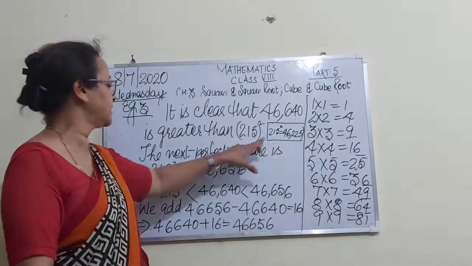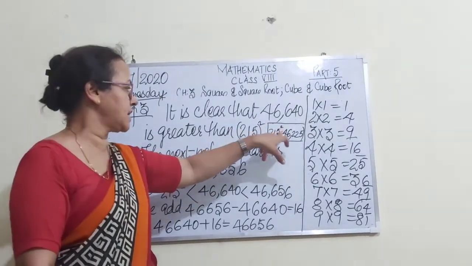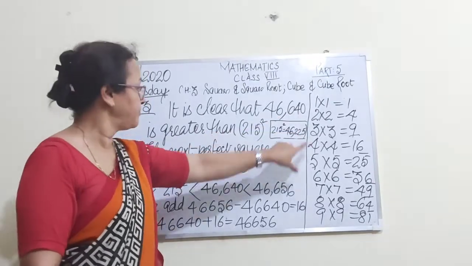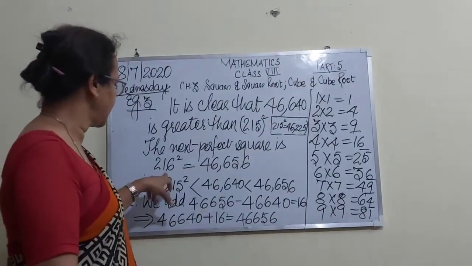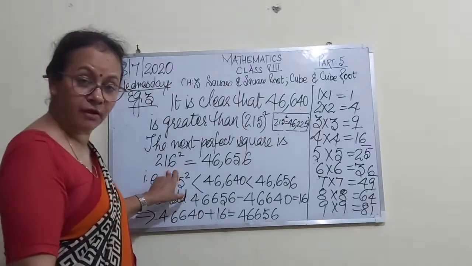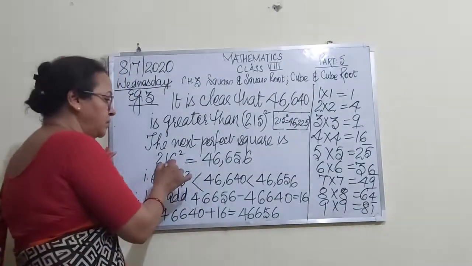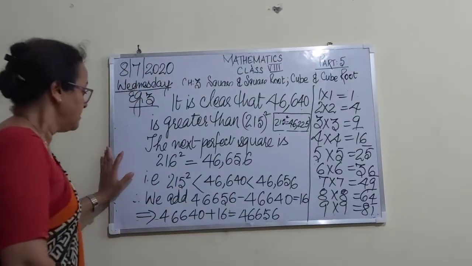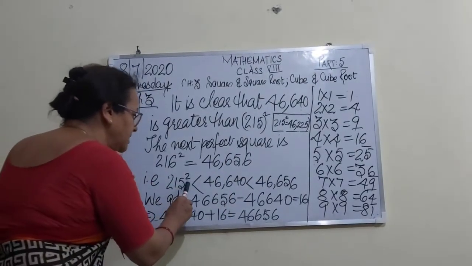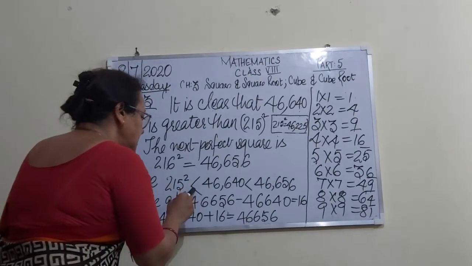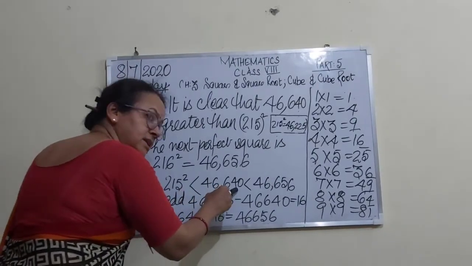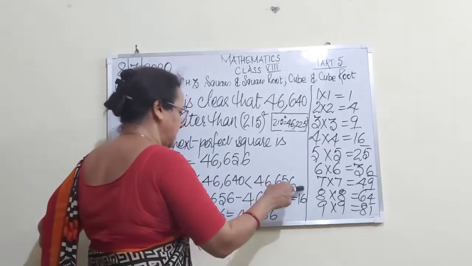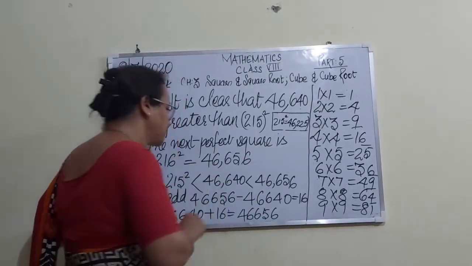When we have done the division, its square is less than the given number. So we go for the next number, that is 216, and find the square of 216, that is 46,656. It means 215 square is less than 46,640, and this is less than 46,656, which is the square of 216.